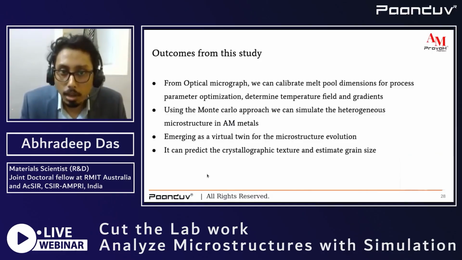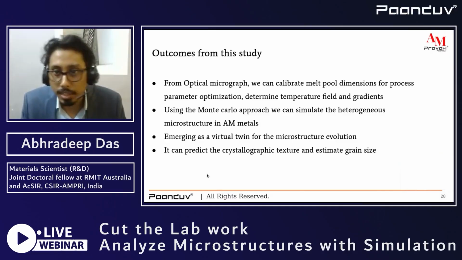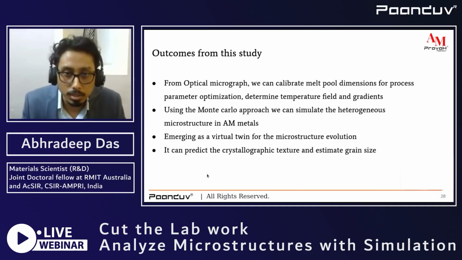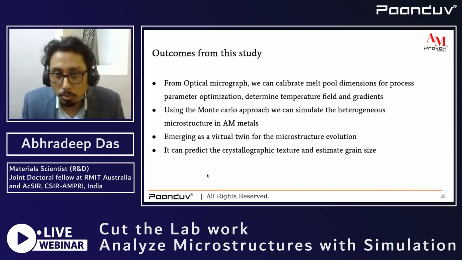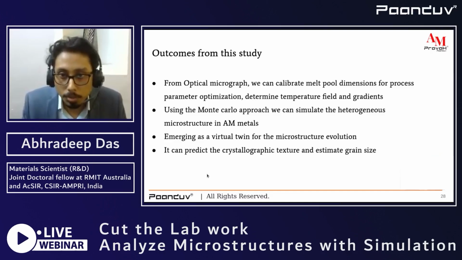So these are the basic outcomes from this study: using an optical micrograph we can calibrate the meltpool dimensions, and therefore we can develop our own parameter sets that can be used for the optimization and narrow down the window, so that we can know how our operation should be, whether it should be in a conduction mode or in a keyhole mode. That we can determine easily.